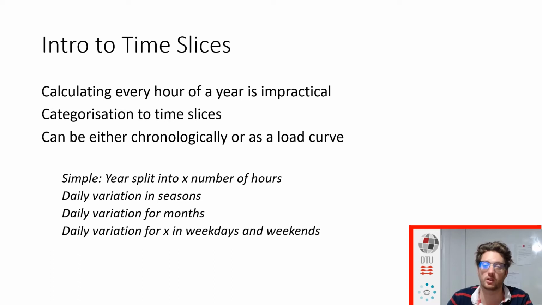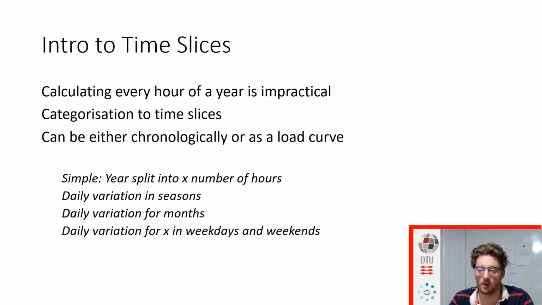These time slices can either be chronological, so a week in May, or 4 different variations of a day every month and so on, or as a load curve where we are defining the load curve as the percentages of peak load and then declining that over the year. We can freely choose between these two. The model doesn't really care.